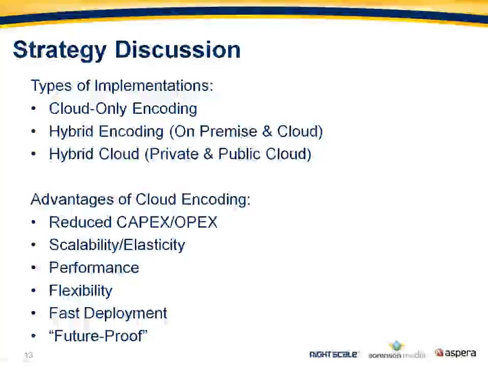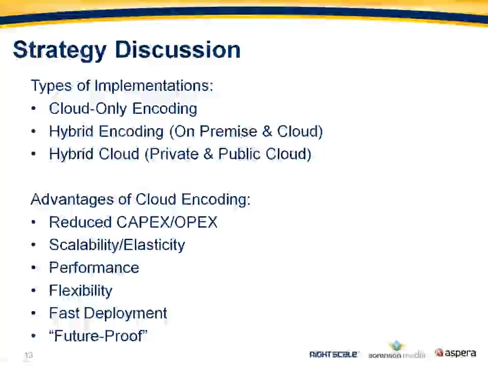One of the other types of implementations that we're seeing is really what we define as hybrid encoding, and that's a combination of on-premise encoders and cloud encoding. Obviously, you want to take advantage of existing hardware and software that you have on-premise, and then seamlessly transition your encoding jobs to the cloud on demand as you need to. Again, examples of that can be things such as special projects, excess capacity, or even failover.